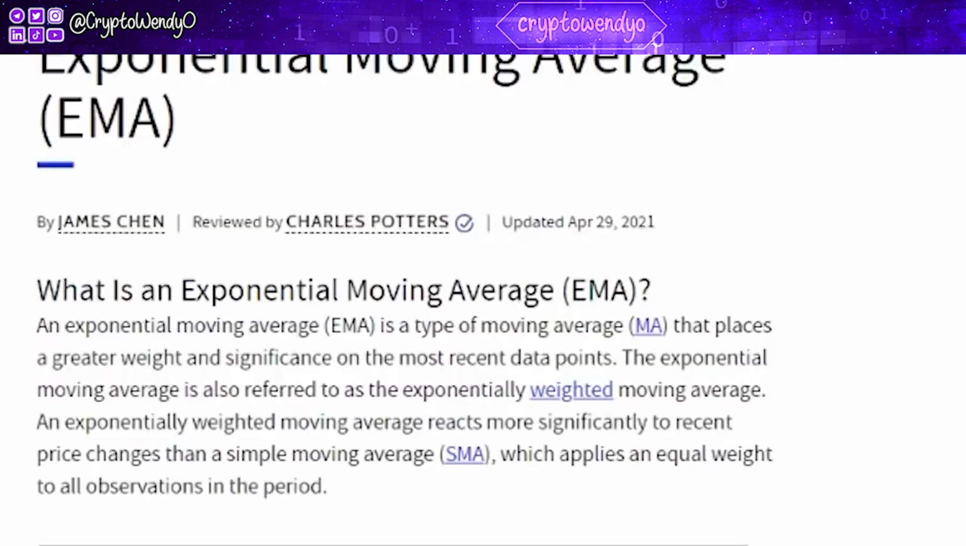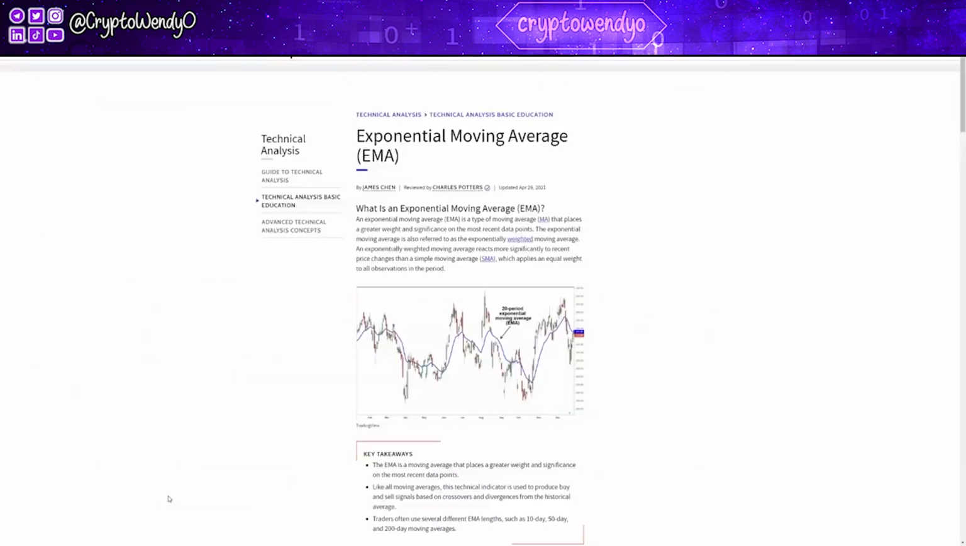Anyways, what is an exponential moving average? It is a type of moving average, also denoted as EMA, that places a greater weight and significance on the most recent data points. The exponential moving average is also referred to as the exponentially weighted moving average. It reacts more significantly to recent price changes than an SMA, which is a simple moving average that applies an equal weight to all observations in the period. So basically EMAs move faster than SMAs.